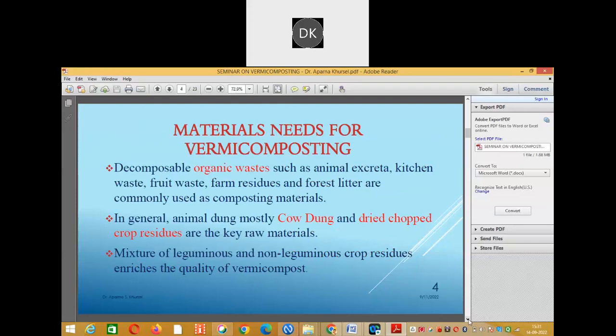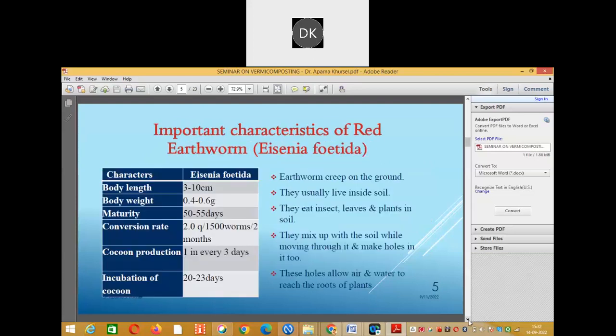Now, what are the materials we need in vermicompost? Basically three things: organic waste, cow dung, and earthworms. So what is organic waste? In that we can use kitchen waste, fruit waste, farm waste, even forest litter can be used as a key raw material.